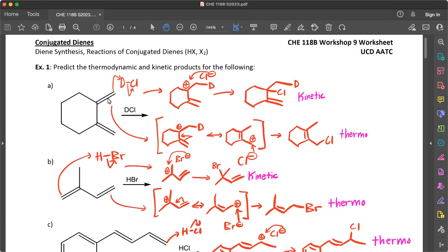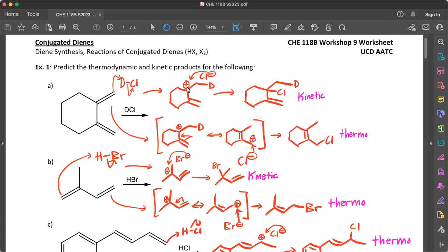So we have here a conjugated system with DCl. To determine the kinetic or thermodynamic product, the first thing I do is try to form my most stable carbocation in the first step. So I see that I can form a tertiary carbocation at this carbon, if I grab the deuterium ion here and kick off the chlorine group, which will give me this tertiary allylic carbocation, where it is conjugated or next to this alkene over here.